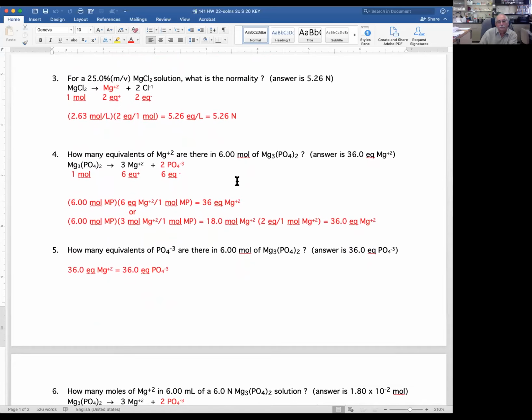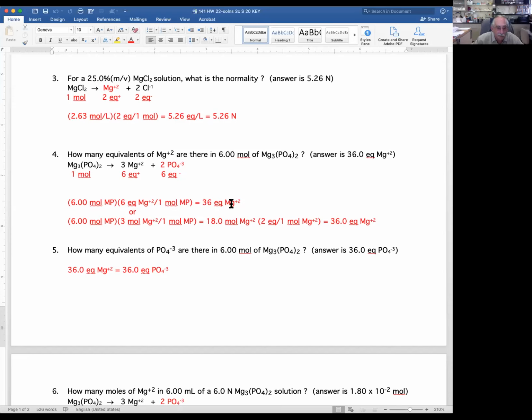So how many equivalents of magnesium ion in 6 moles of magnesium phosphate? So I have to get this equation so I can get the conversion factor. 1 mole of magnesium phosphate is equal to 6 equivalents, either of magnesium or of phosphate. So I got 6 moles of magnesium phosphate at 6 equivalents per liter gives me this.